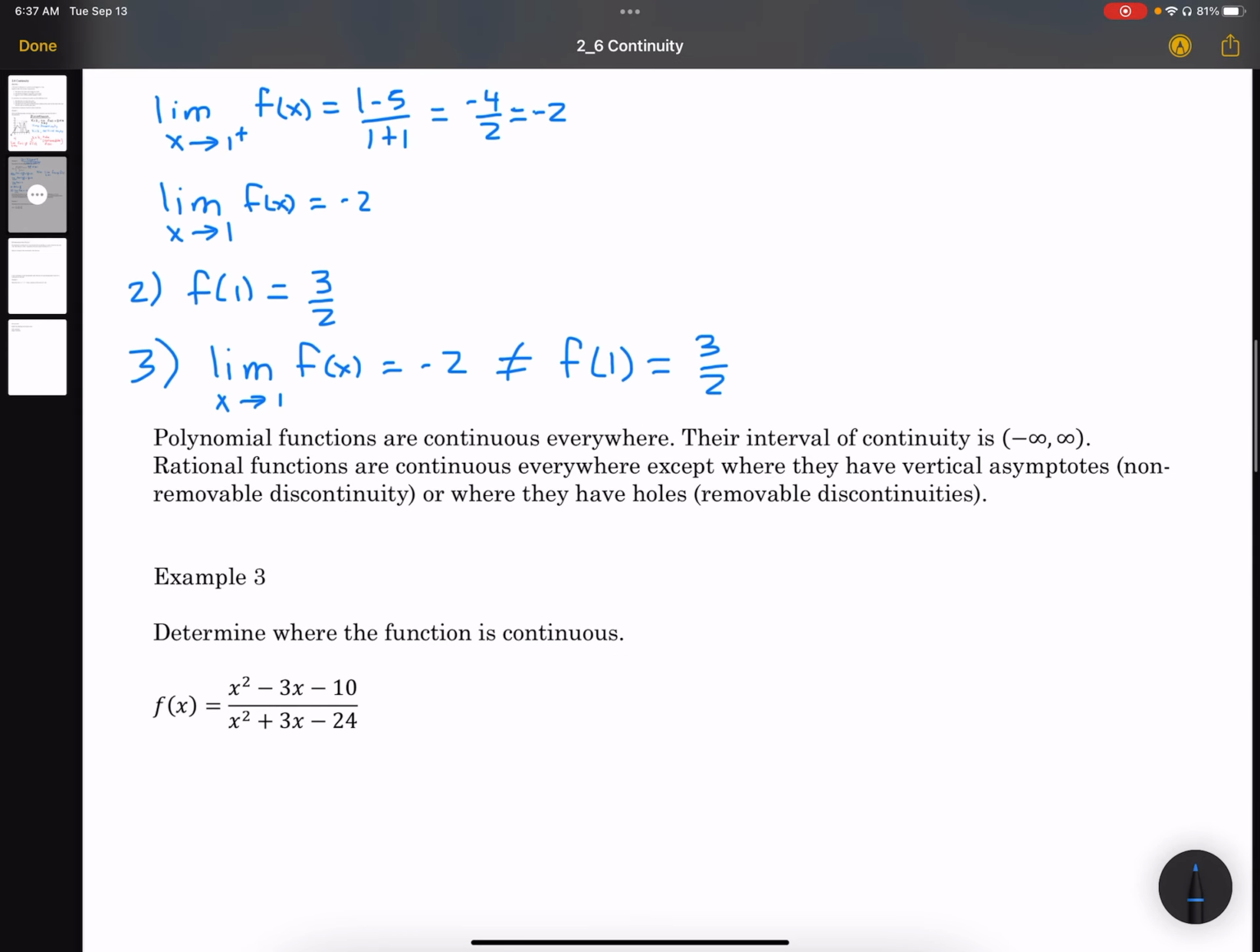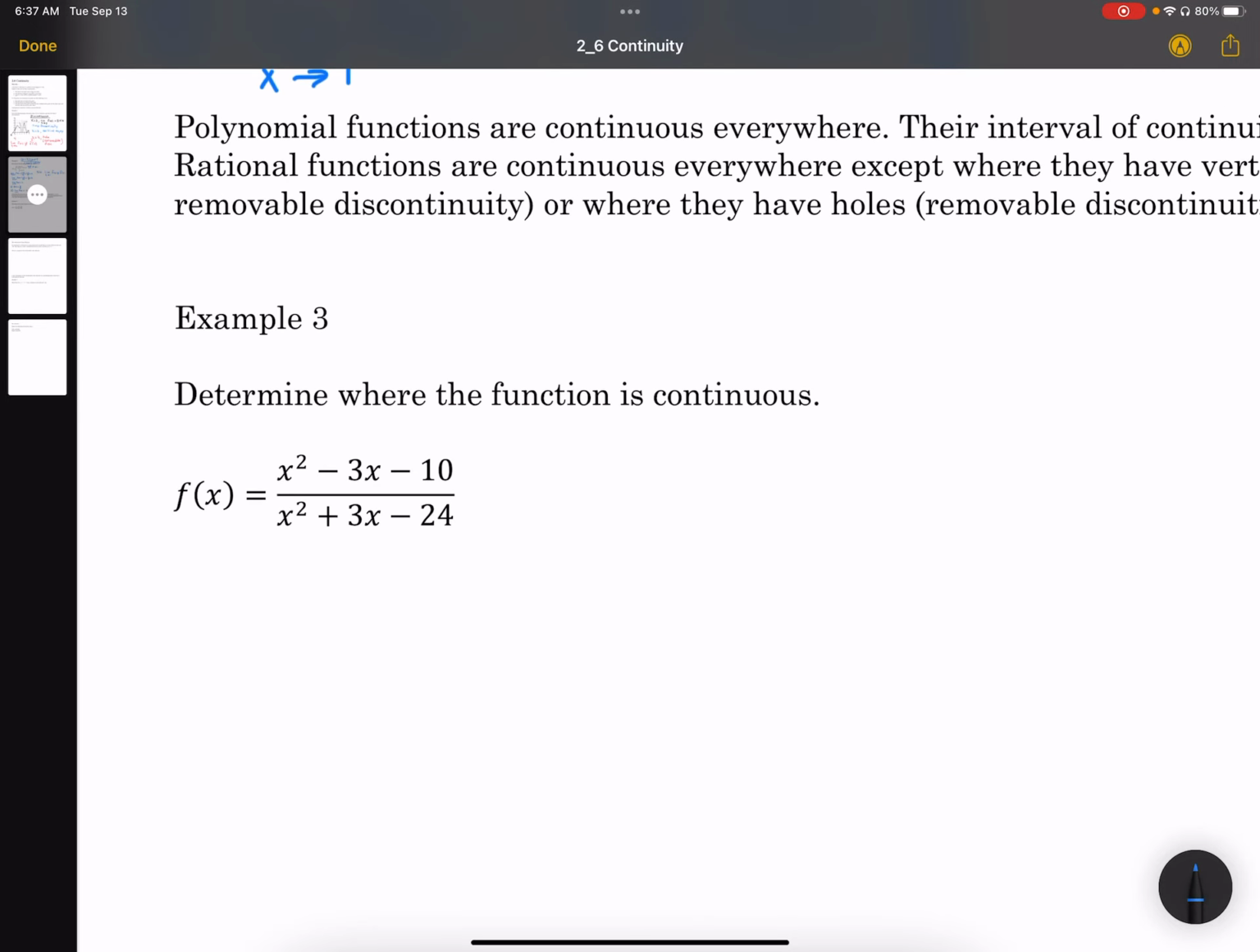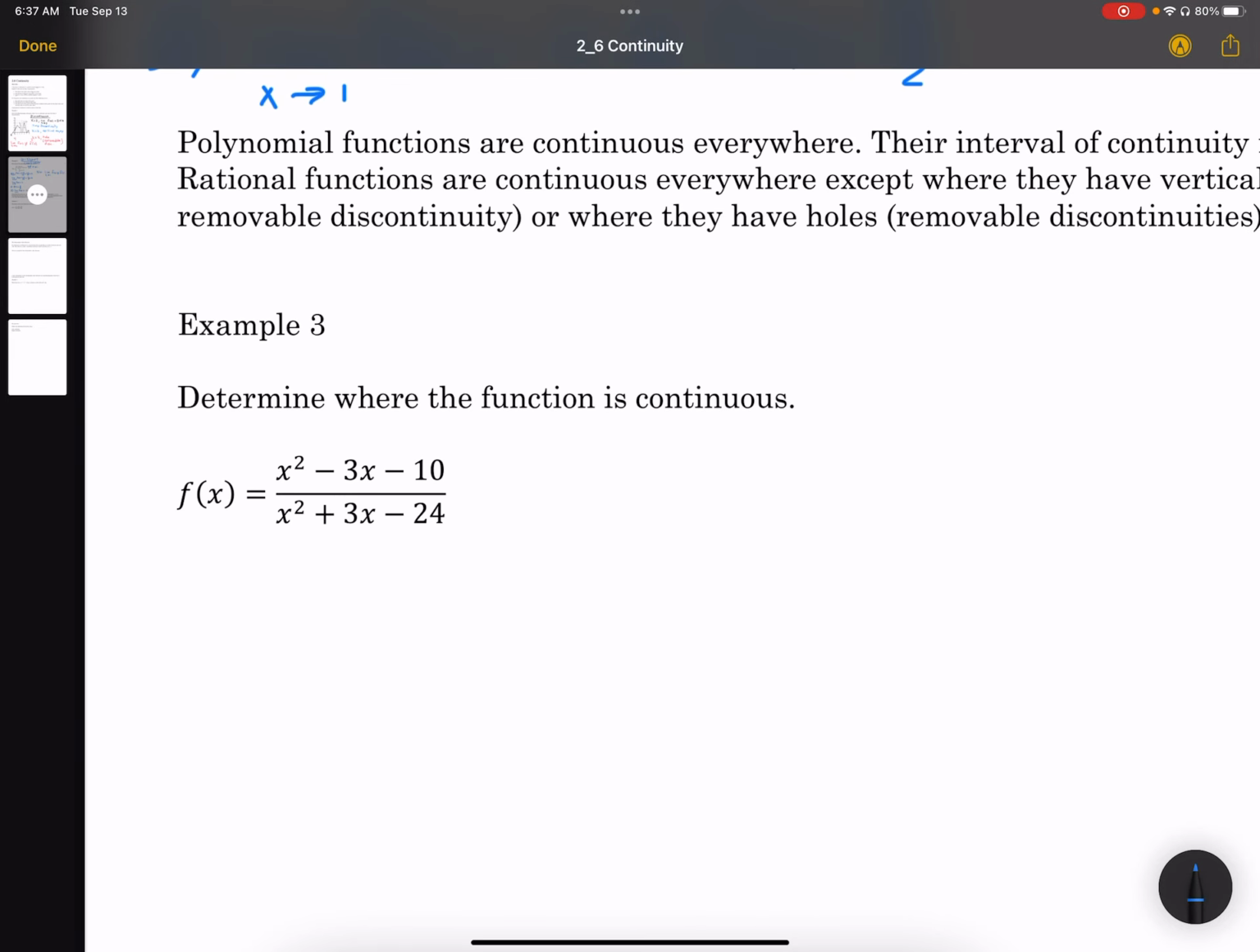So polynomial functions are continuous everywhere, which means that their interval of continuity is -infinity to +infinity. Rational functions are going to be continuous everywhere except where we have vertical asymptotes, which is a non-removable discontinuity, or where they have holes, which are removable discontinuities. So for example 3, we want to determine where the function is continuous. So first, let's factor this.